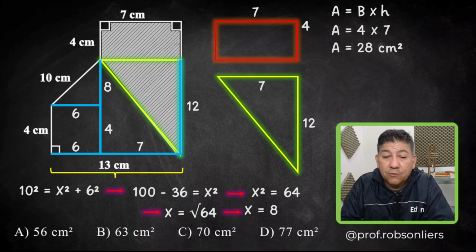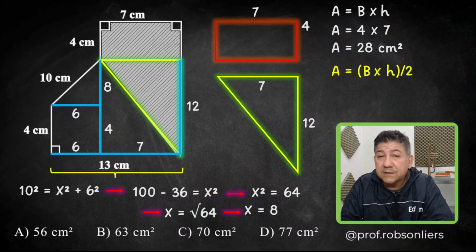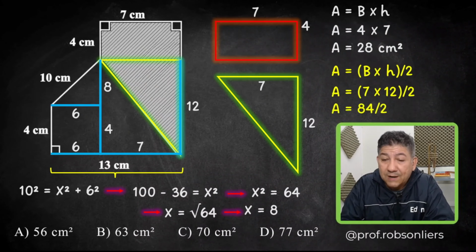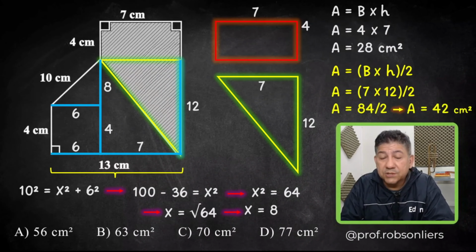Easy. Now the area of the triangle is base times height divided by 2. The base is 7 and the height is 12. So the area will be 7 times 12 divided by 2. 7 times 12 is 84. 84 divided by 2, the area will be equal to 42 square centimeters.